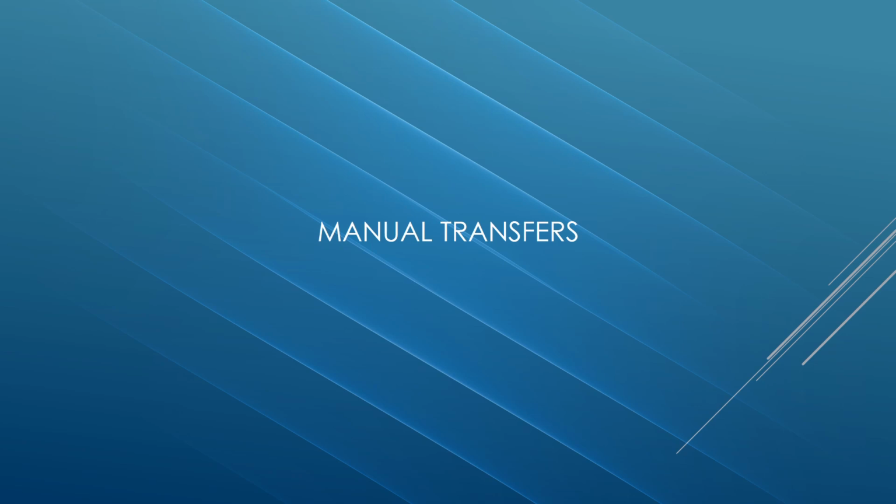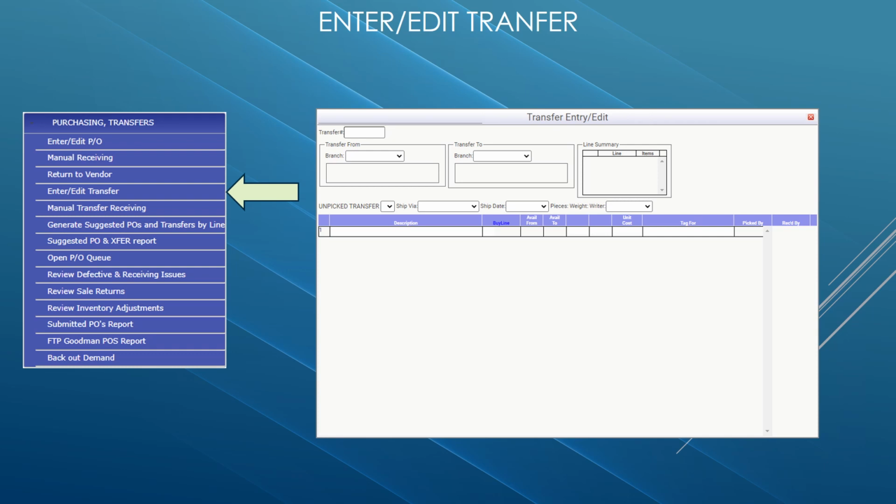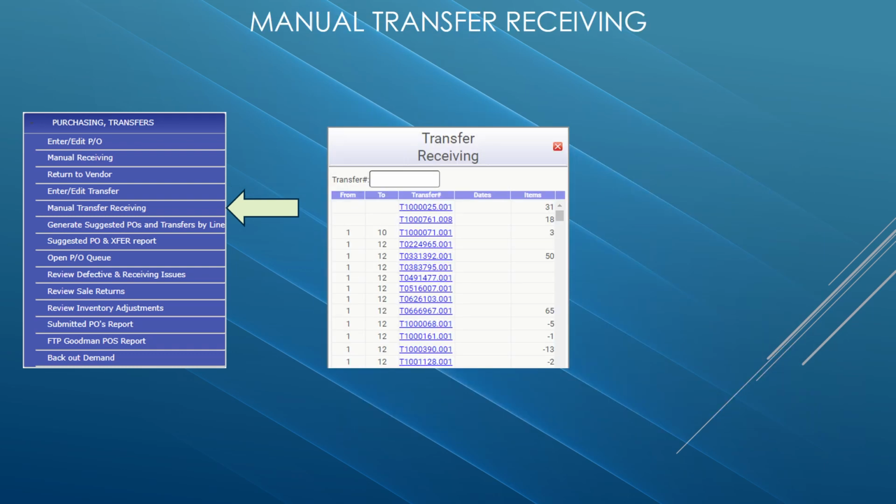Manual transfers. Manual transfers are pretty self-explanatory. There is no suggested option here though, as there is in manual purchase orders. Normal transfer receiving is done in the warehouse program. Manual transfer receiving is done to correct transfer errors.